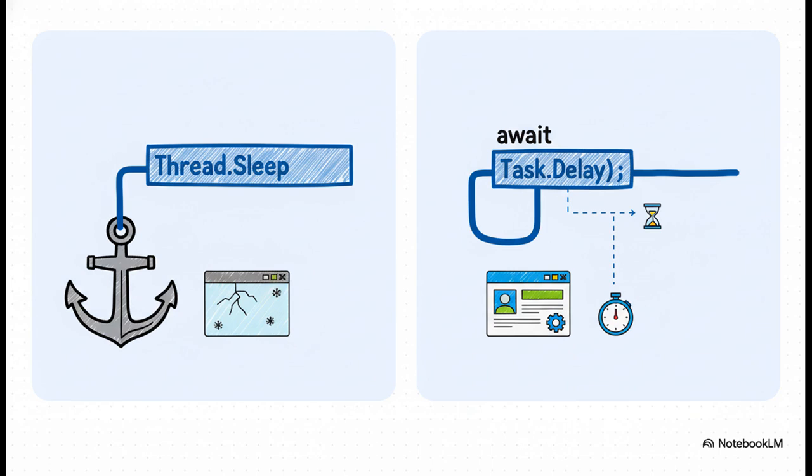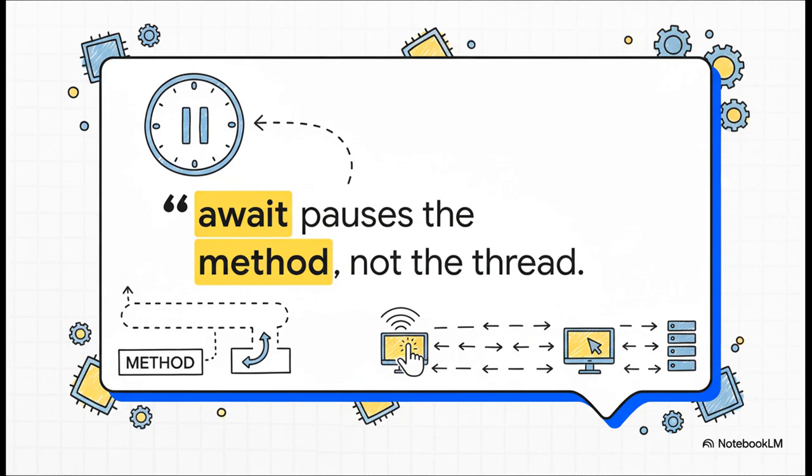But on the right, await Task.Delay does something incredible. It says to the system, hey, I need a 3-second pause here. And then it releases the thread to go do other useful work. Once the time's up, a thread comes back to finish the job. So, this is it.